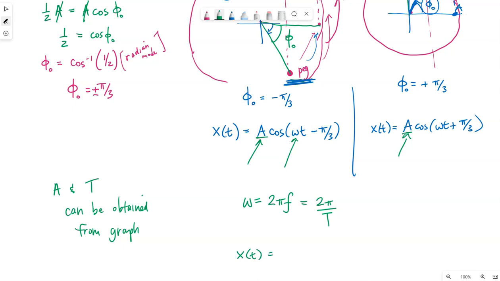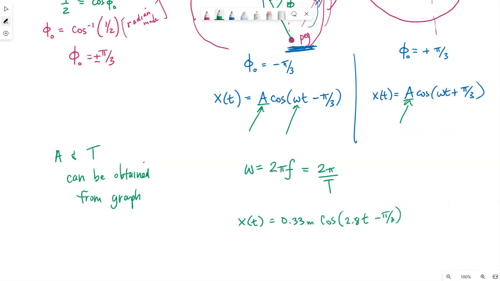I'm just going to make up some numbers. 0.33 meters cosine of 2.8 t minus pi thirds. Okay, I made those numbers up.